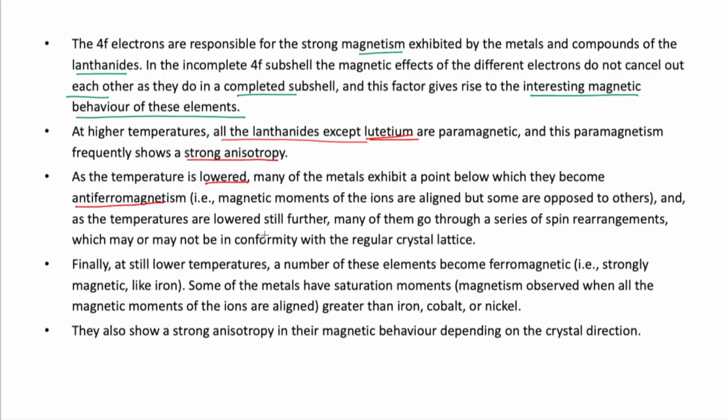As the temperature is lowered still further, many of them go through a series of spin rearrangements which may or may not be in conformity with the regular crystal lattice. Finally, at still lower temperature, a number of elements become ferromagnetic, and some of the metals have saturation moments greater than iron, cobalt or nickel. So at high temperature they are paramagnetic; lower the temperature, they become antiferromagnetic; lower it more, they become ferromagnetic.